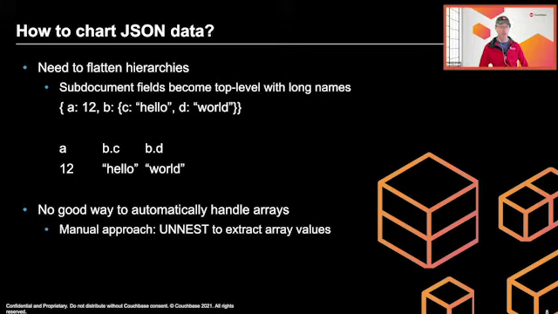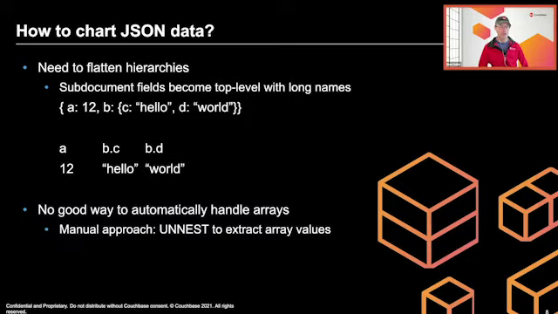So we need to take the JSON document, and if we've got subdocuments, we need to flatten those. In this example, we have subdocument B with sub attributes C and D. Those become top-level fields B.C and B.D.